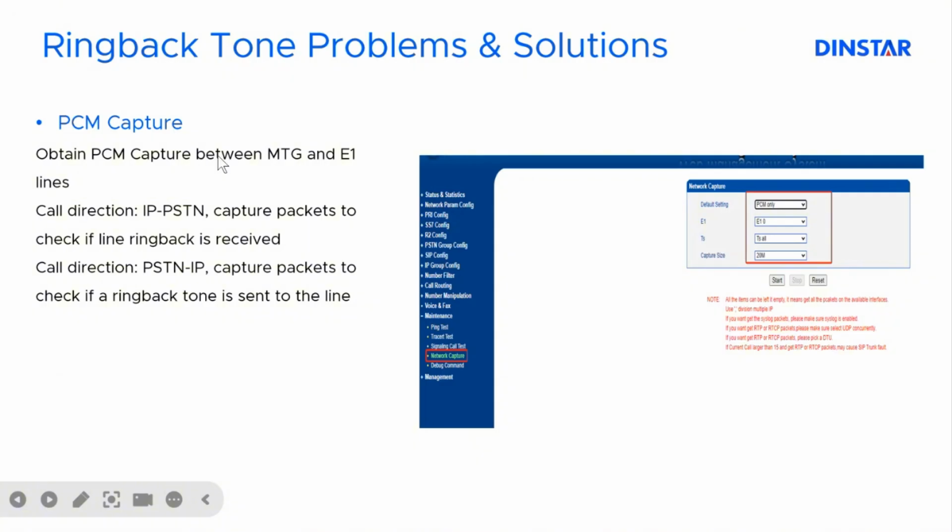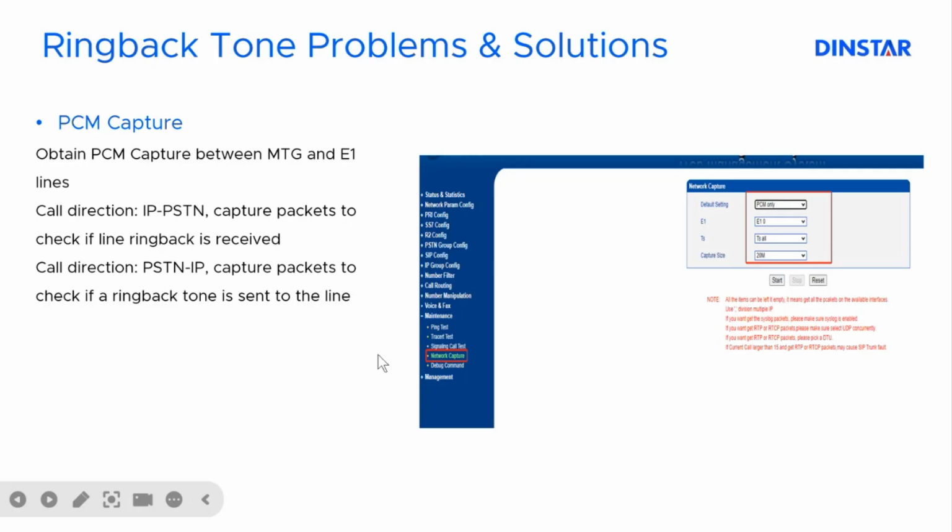Besides the RTP capture, we can also use the PCM captures, as the E1 line is a PSTN line, right? So mainly we use it for E1 line related ringback faults. And there are also two directions. For IP to PSTN, we need to capture to track if the MTG receives the ringtone from the E1 line. And for PSTN to IP, we need to track whether the MTG sends the ringtone to the E1 line normally.